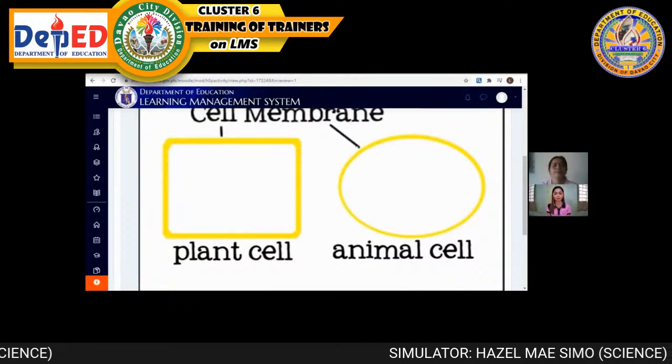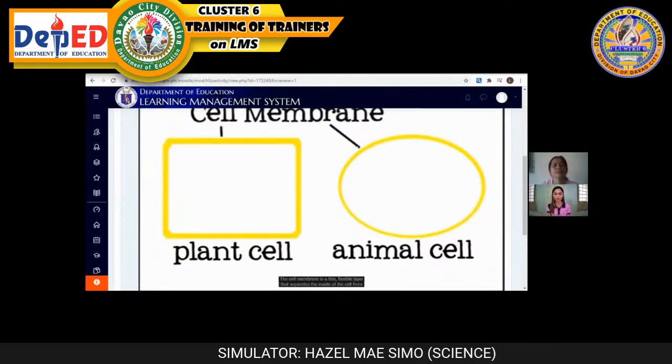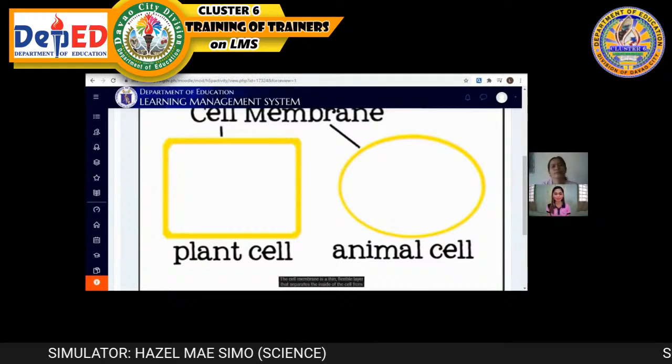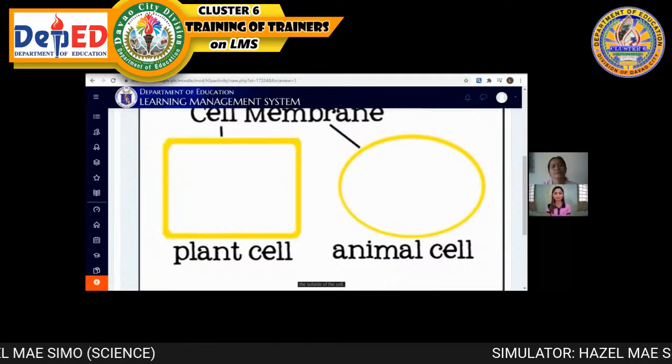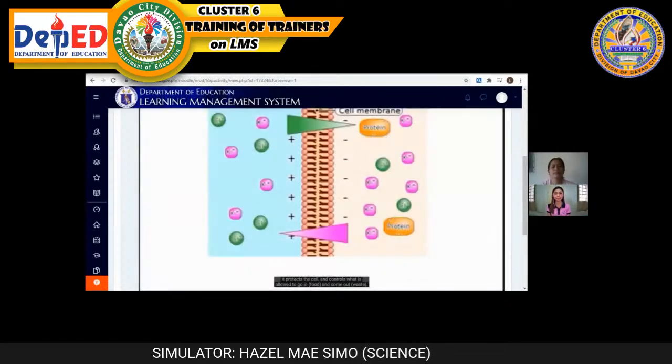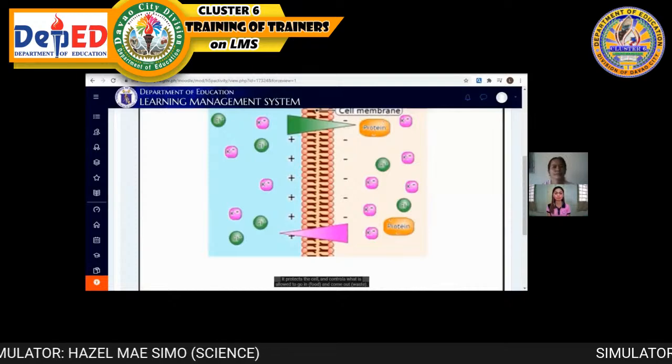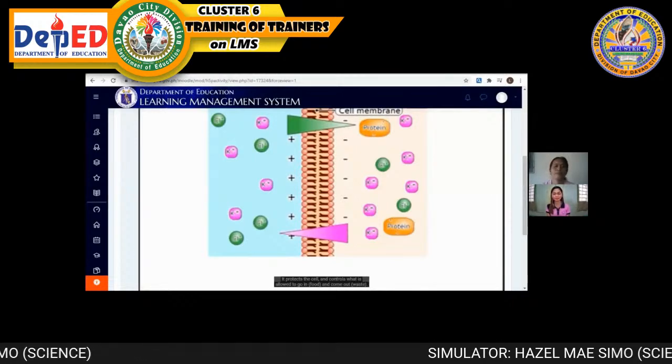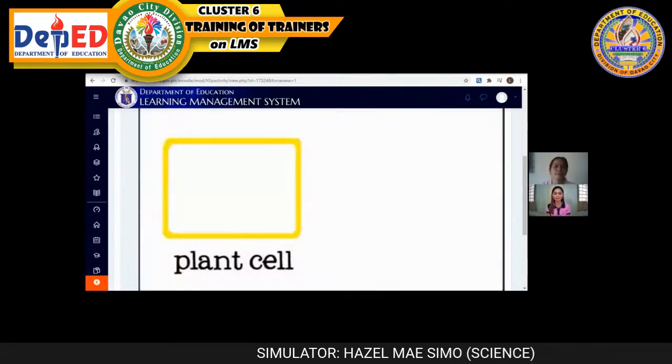Both plant cells and animal cells are surrounded by a cell membrane. The cell membrane is a thin, flexible layer that separates the inside of the cell from the outside of the cell. It protects the cell and controls what is allowed to go in, food, and come out, waste.